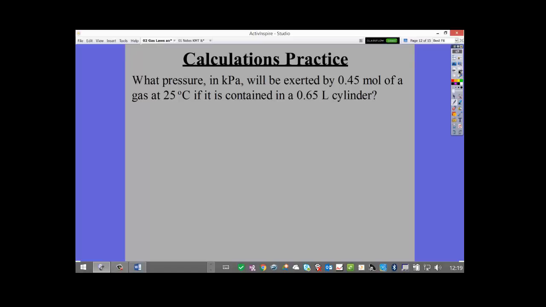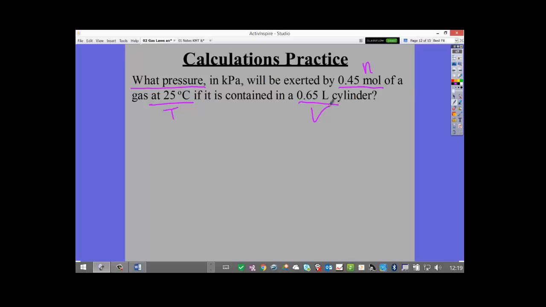Okay, so it says, what pressure in kilopascals will be exerted by a 0.45 mole of a gas at 25 degrees Celsius if it is contained in a 0.65 liter cylinder? We're looking for the pressure, in kilopascals. So notice that it's specifying the unit.